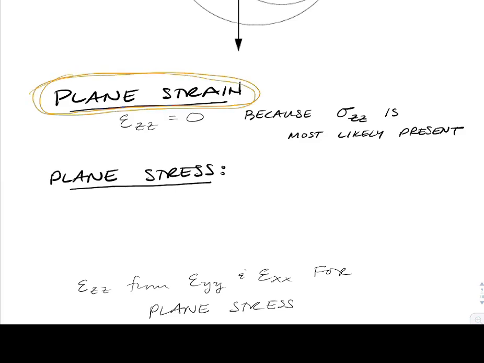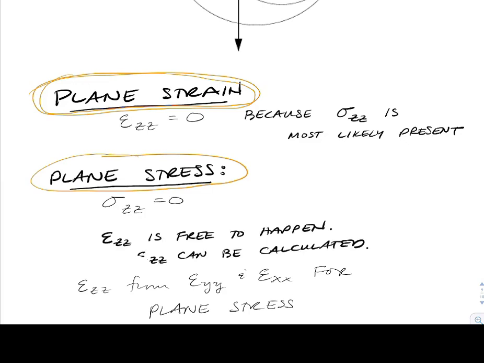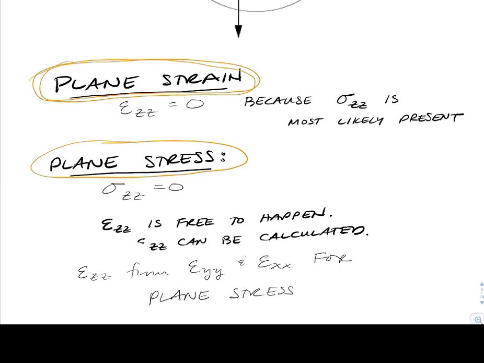So you want to read these problems very carefully. Sometimes it'll tell you if it's a plane strain or a plane stress problem. So remembering what plane stress is, sigma zz is equal to 0. That's our free surface. And because it's free, epsilon zz must be calculated. We'll go through how we do that using the equation sheet. And we'll eventually come up with a relationship where strain in the z direction relates back to the strain in x and y in a plane stress problem.